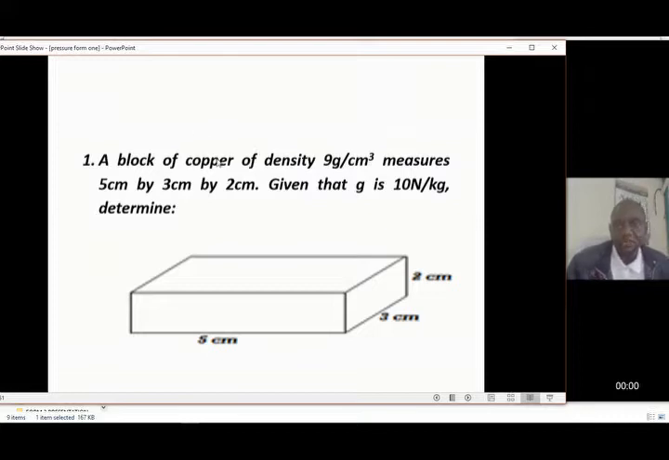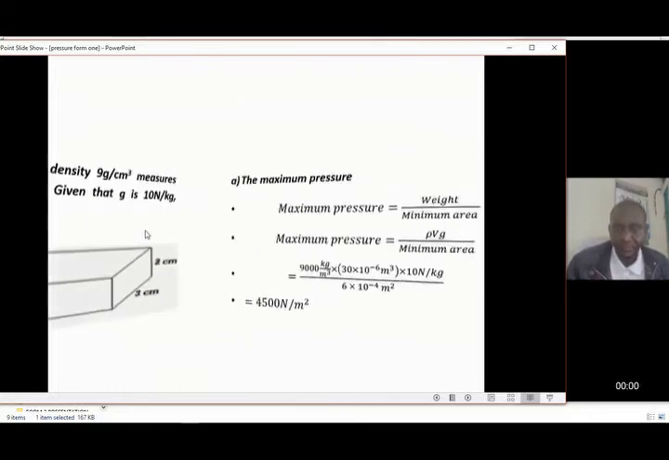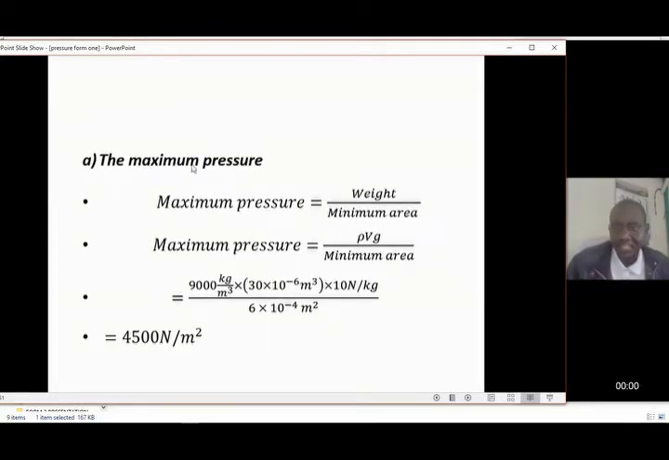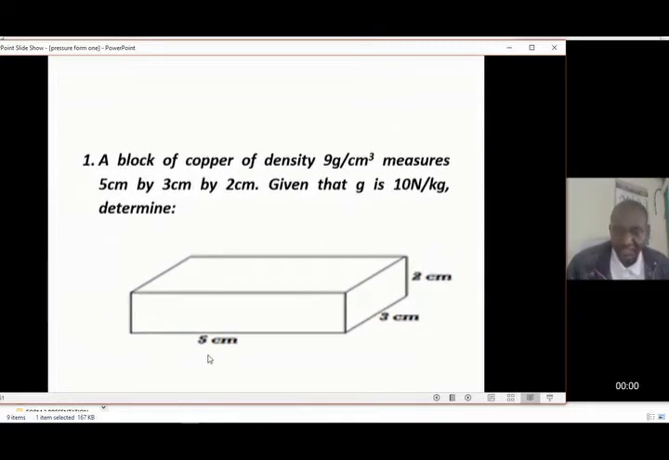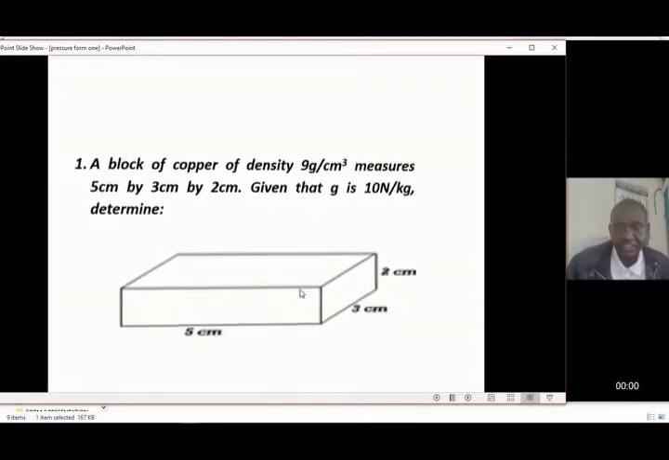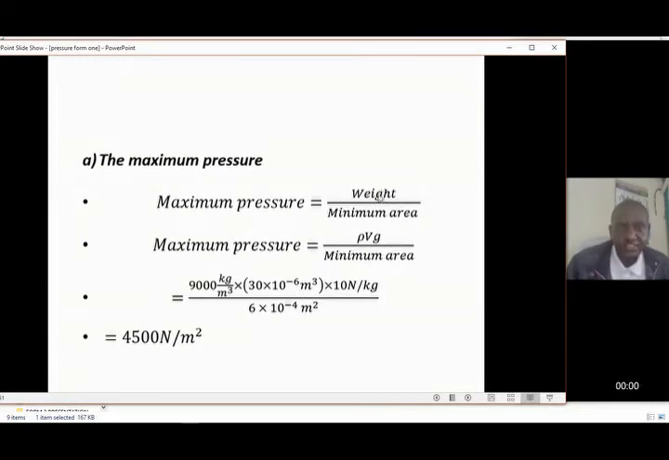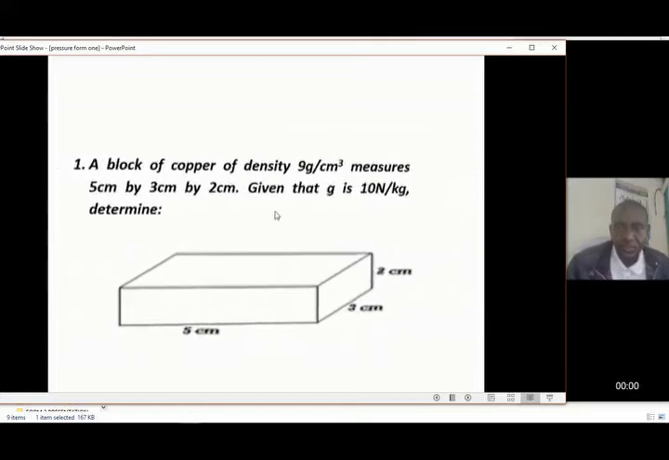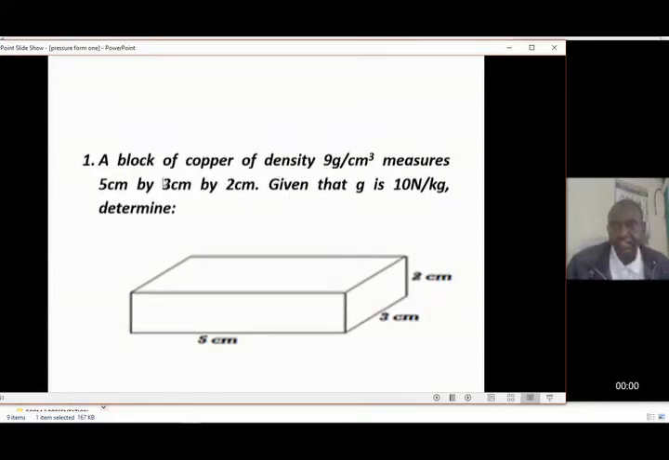Look at this. A block of copper, density is given, 9 grams per cubic centimeter, measures 5 by 3 by 2. Given that G is 10 newton per kilogram, then we see what we want to determine. So 5 by 3 by 2. Determine maximum pressure. So for maximum pressure, we need minimum area, and therefore it should be upright, side 3 and 2. That is for maximum pressure. So it is weight over minimum area. But how do we get weight? What we are given here is the density of the block, and we can get the volume of the block.